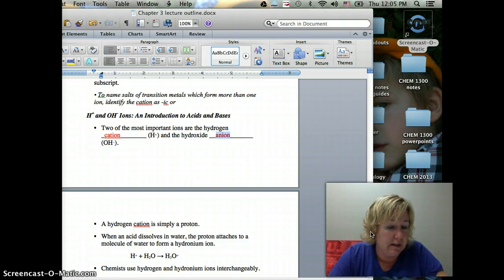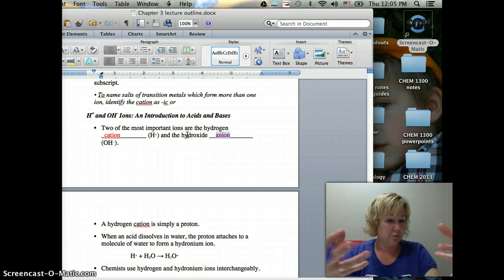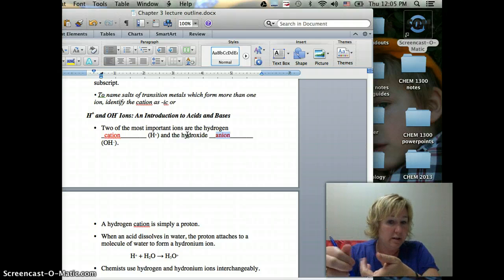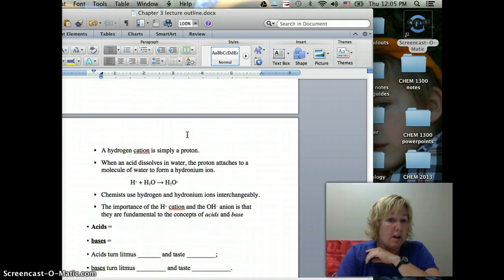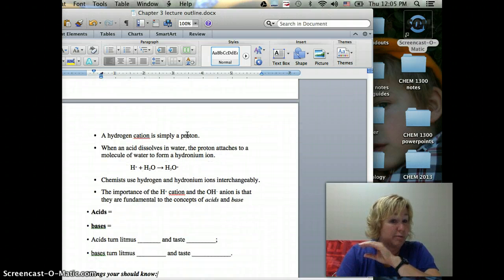Cation positive, anion negative. So the reason we're bringing it up in this chapter is because we're talking about ions. The 2 most important ions are the hydrogen ion and the hydroxide ion. This is what makes up pH. This is what makes up all kinds of processes in your body. You have different pHs, and keeping these hydroxide to hydrogen ions straight in your body is super important. So we're talking about it now. This is just a brief introduction. Don't worry, we'll devote a whole chapter to it.